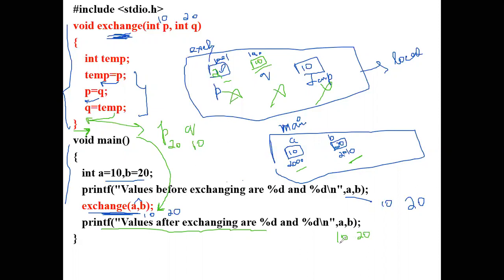You cannot display p and q here, because these two variables are local to this function exchange. They can be used only within this function. If you try to execute the program with p and q here, you will not get the output. Here, the only variables we have declared are a and b, so only those can be used.